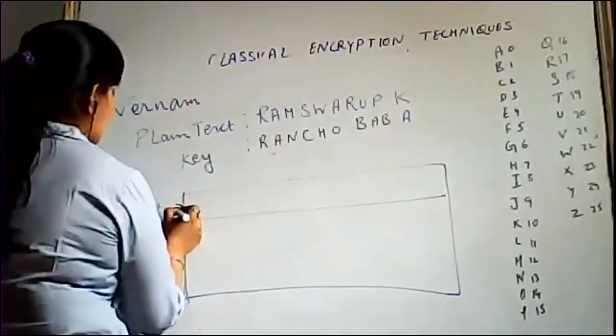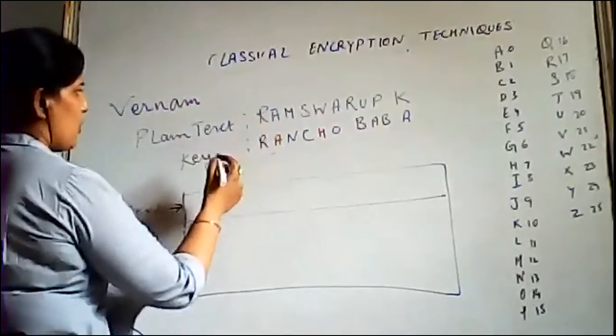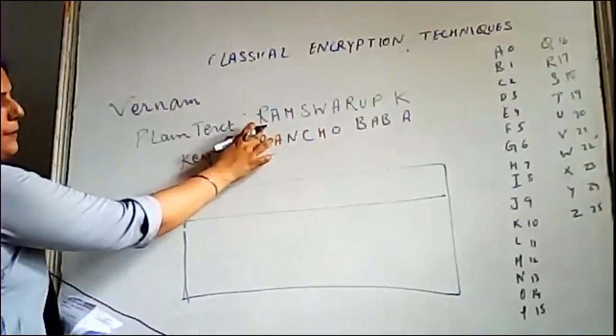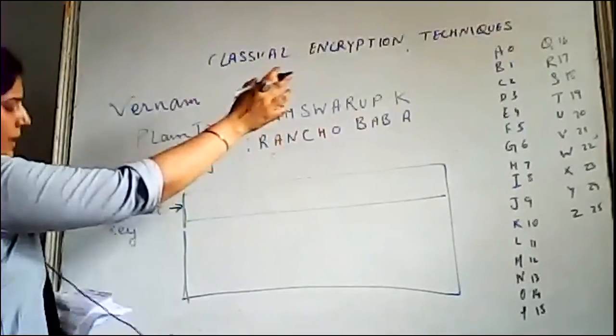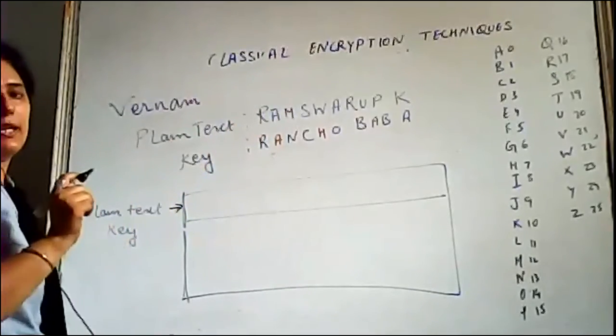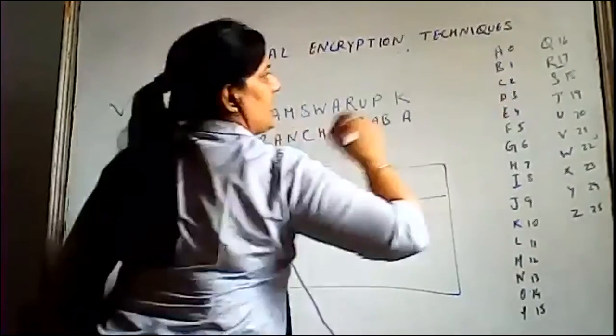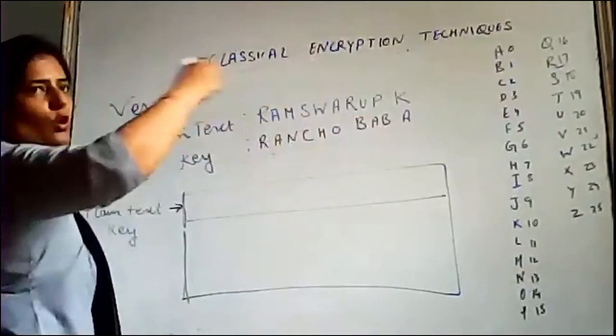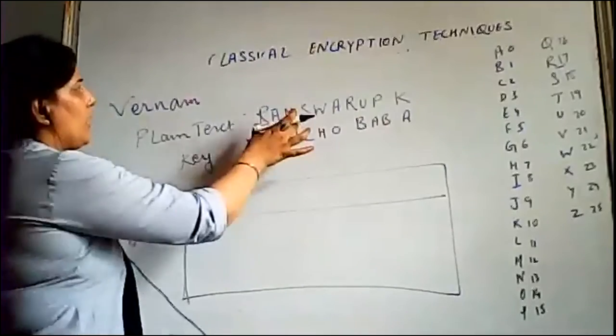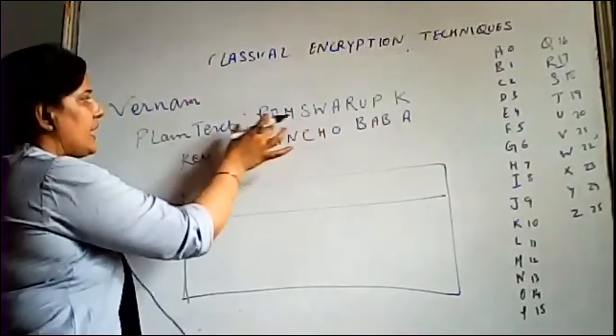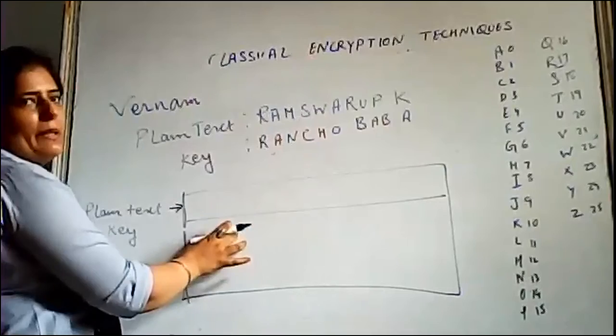Now let's suppose this is representing my plain text. So here is an alphabet known as R. What number do you have corresponding to that R? That is 17. So we simply copy all those numbers for a particular alphabet that has been given in my plain text into my table.